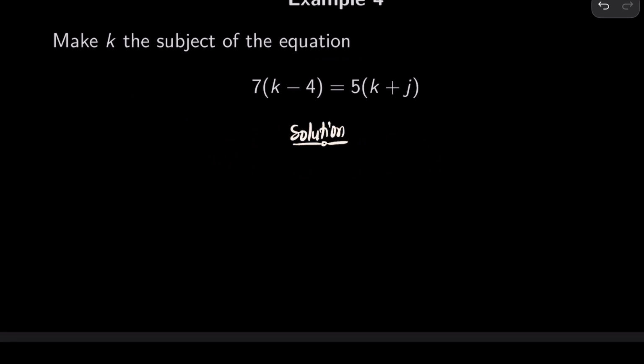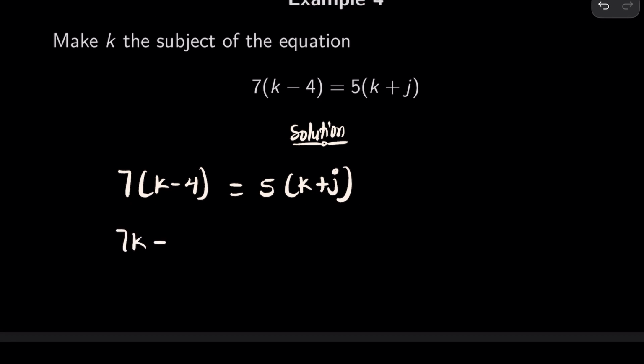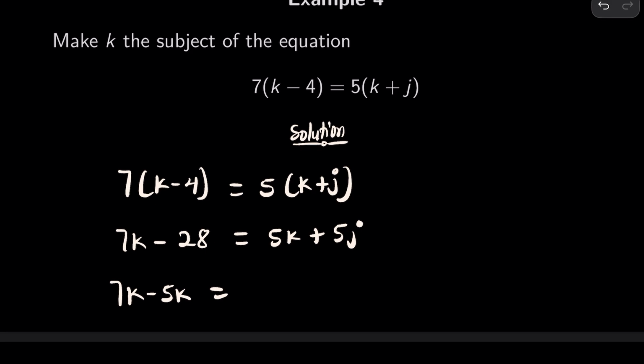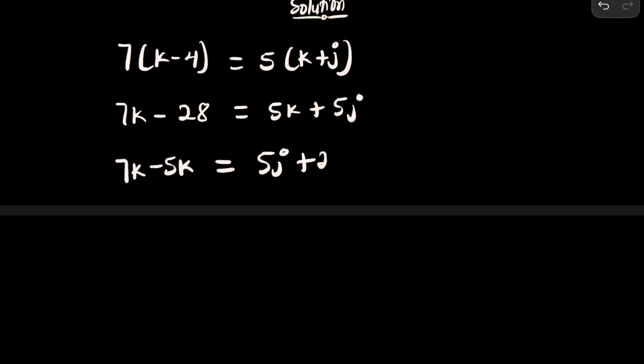Solution. We have the equation given as 7(k - 4) = 5k + j. So first of all, we need to expand these brackets, right? So we are going to have 7k - 7 times 4, giving us 28, is equal to 5k + 5j, right? So here our focus is on k. So we have to group all the terms containing k on one side, right? So we're going to have 7k - 5k = 5j + 28.